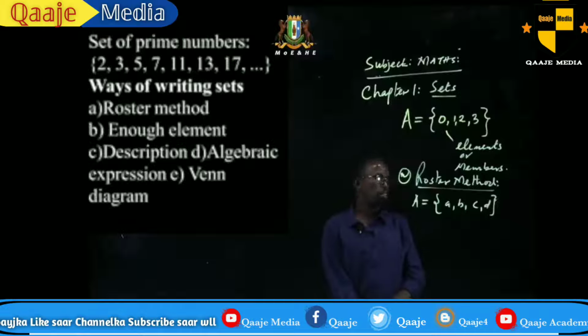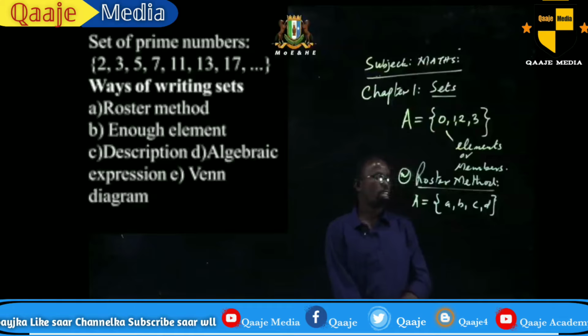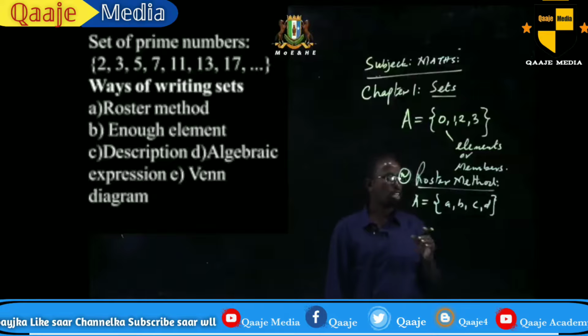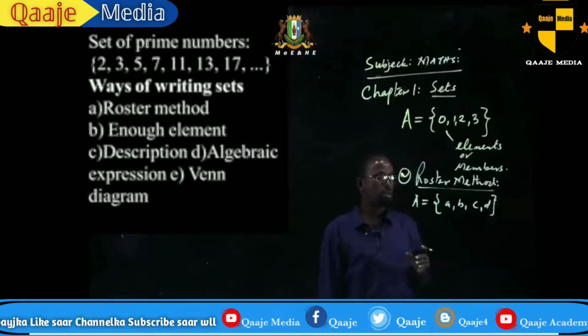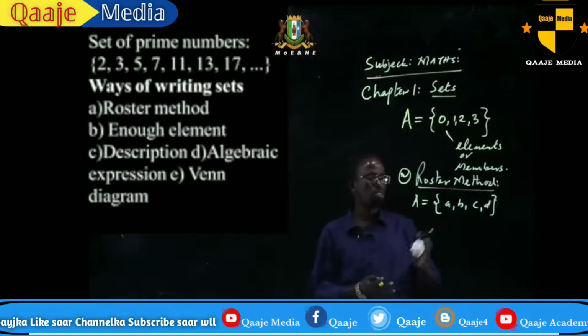A very good example of the roster method is the class register. When we talk of the class register, names usually start from A to Z, but the order is not important. What is important here is the elements should not be repeated twice. So that is one way of writing set, the roster method.